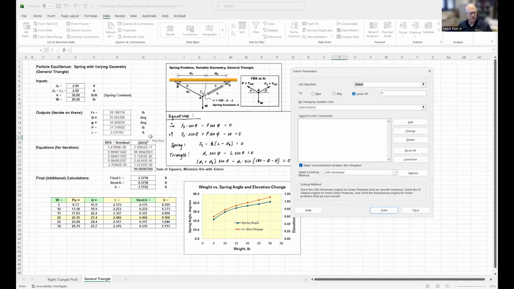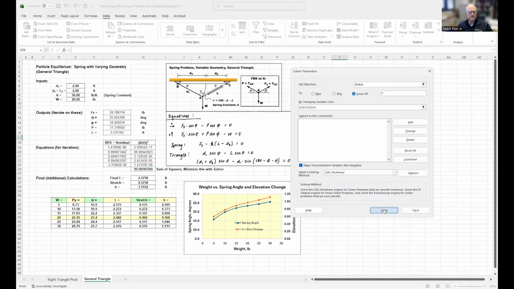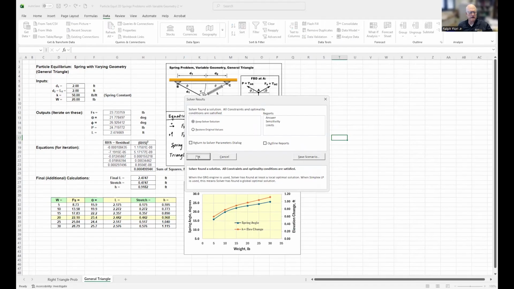In Solver, we're taking the sum of the squares, which is currently 100. We're going to set that to 0. And we're going to tell Solver to iterate on all 5 of these variables in such a way as to try to drive this to 0 if possible. If you click on Options over here, I've got a default condition of about 5.00005, a really small number. And just say OK.